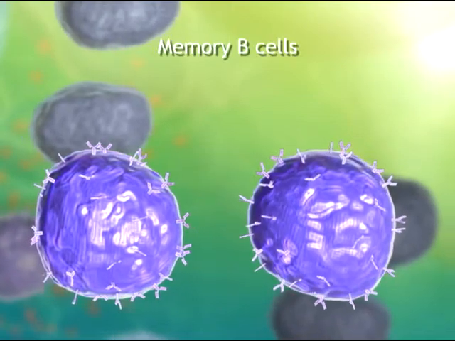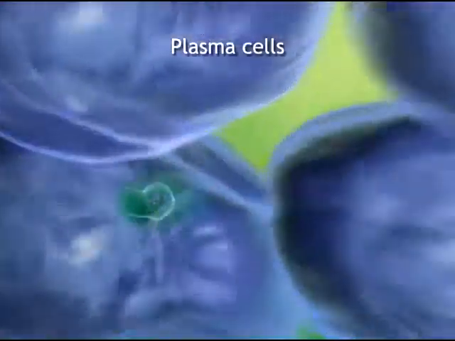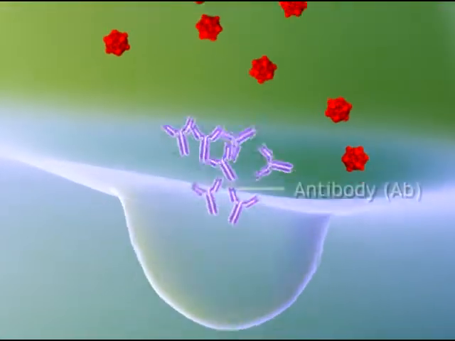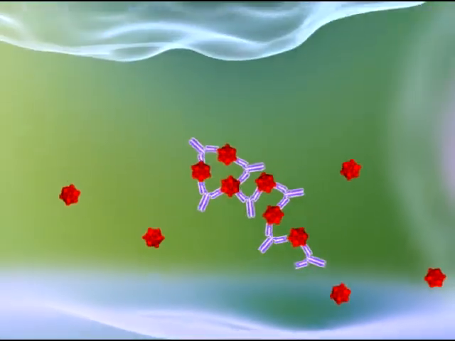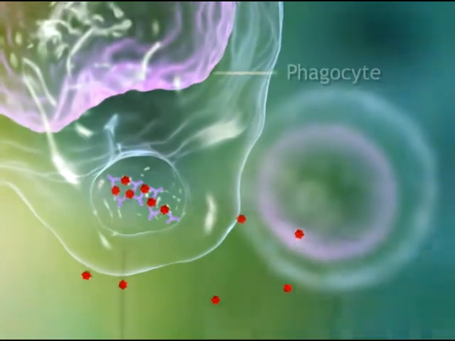Memory B cells carry the memory of this pathogen for many years. Plasma cells secrete antibodies that conduct surveillance for more rhinoviruses, grouping them together so they are easy targets for phagocytes.